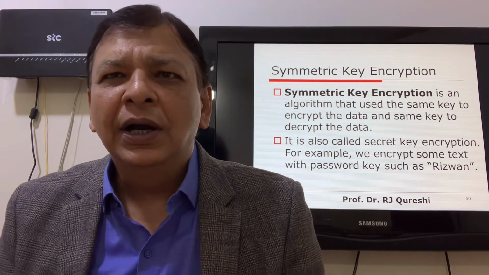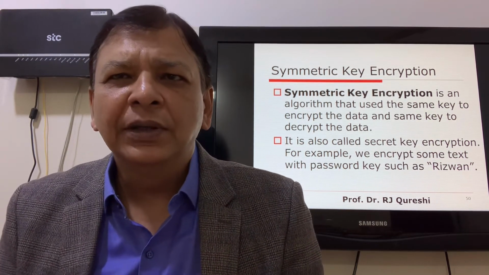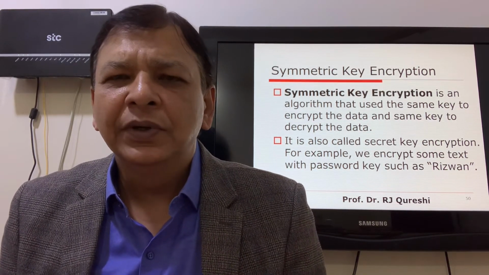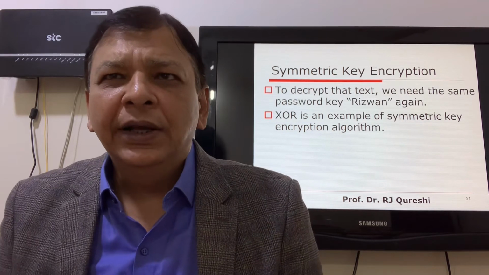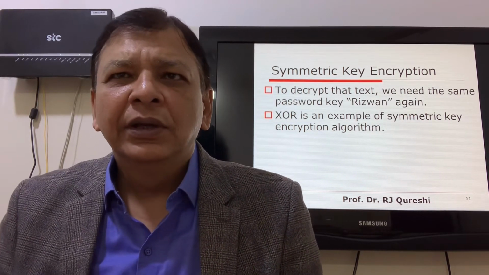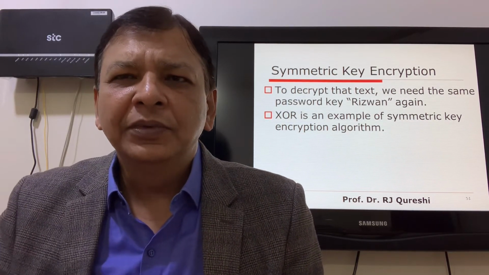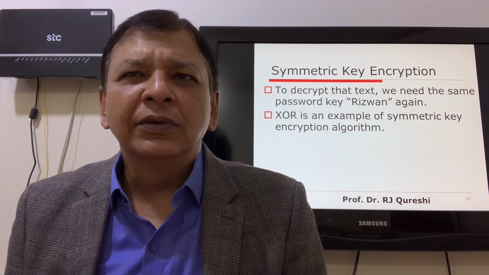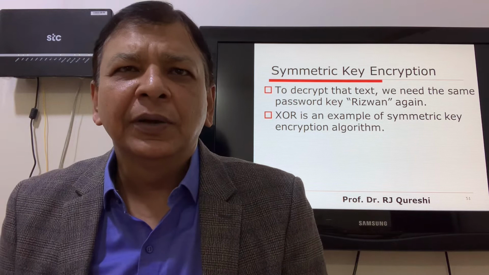It is also called secret key encryption. For example, we can encrypt a text file using a password like Rizwan. To decrypt the text, we need the same password key, Rizwan, again to convert from ciphertext to normal text. XOR, the exclusive OR bit masking algorithm, is a popular symmetric encryption algorithm.